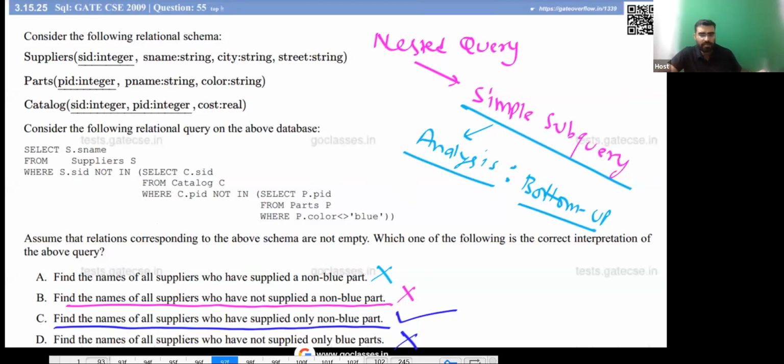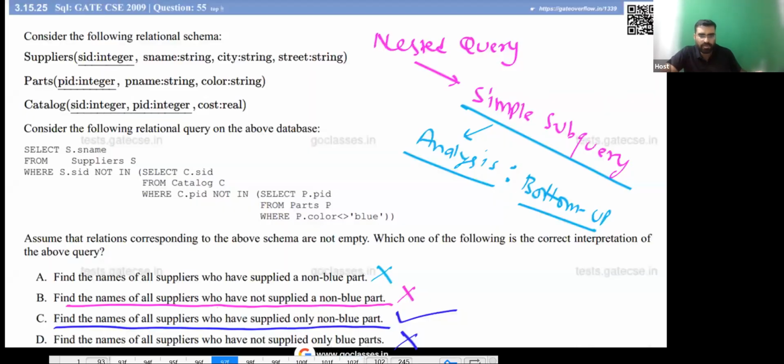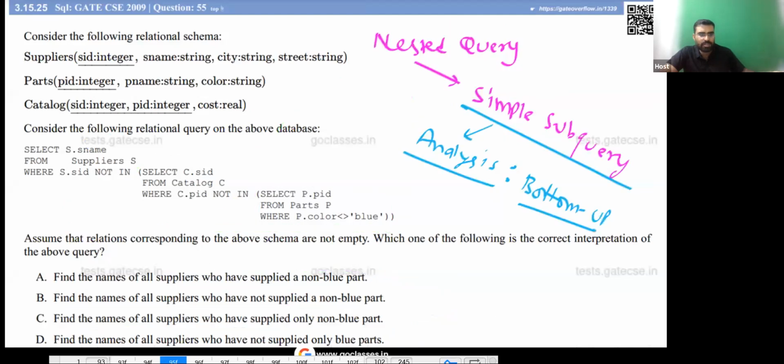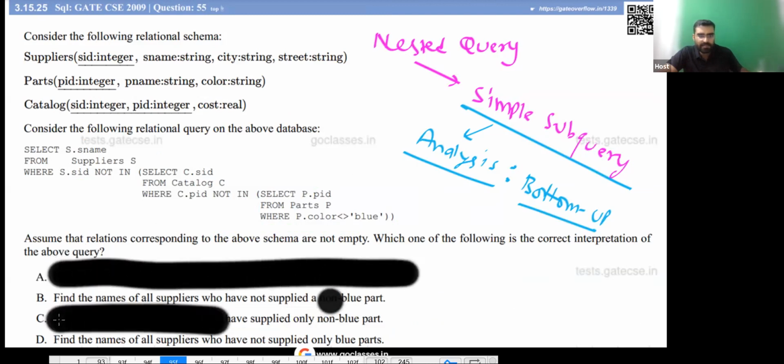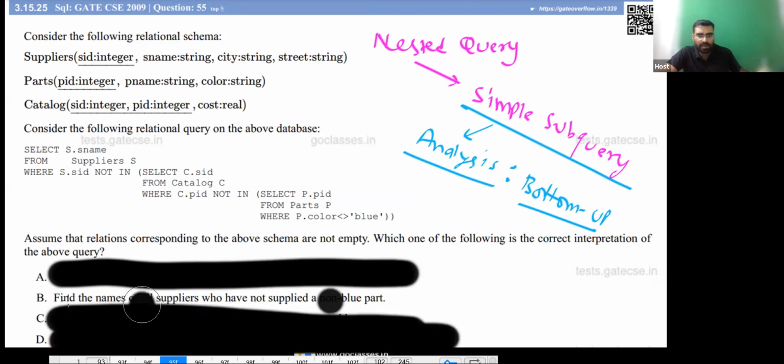One more thing. Basically, what should the best possible answer be? If I remove this "only", then this will become the best answer, right? Who did not supply any blue part? This will become the best answer. Is this clear?